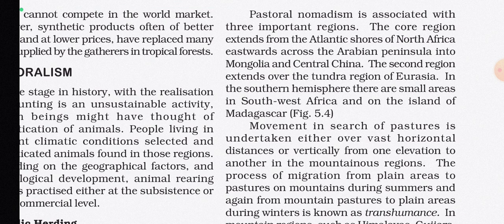The second region extends over tundra region of Eurasia. In the southern hemisphere, there are small areas in South West Africa and on the islands of Madagascar. Moreover, movement in search of pastures is undertaken either over vast horizontal distance or vertically from one elevation to another in the mountainous regions. The process of migration from one plain areas to pastures on mountains during summers and again from mountain pastures to plain areas during winters is known as transhumance.